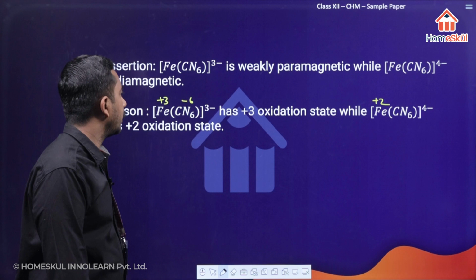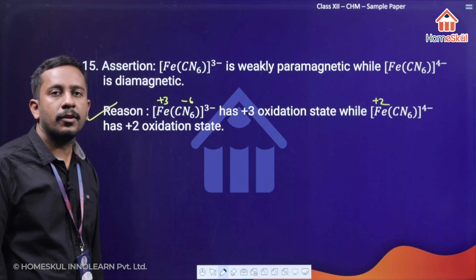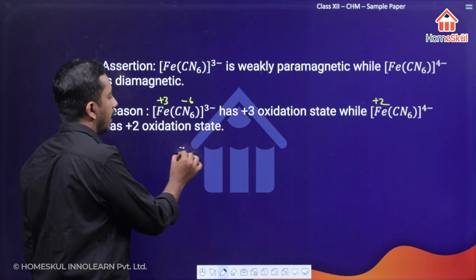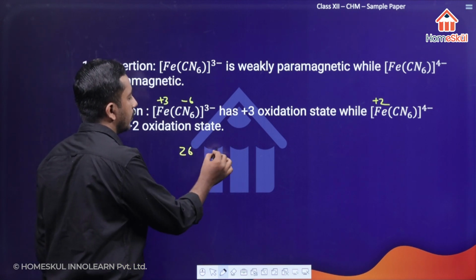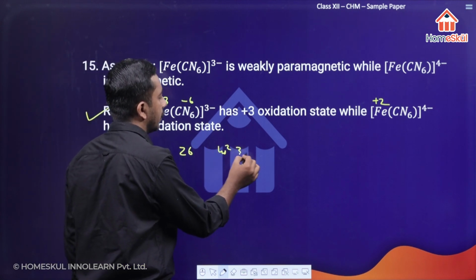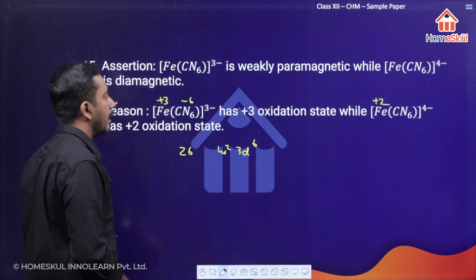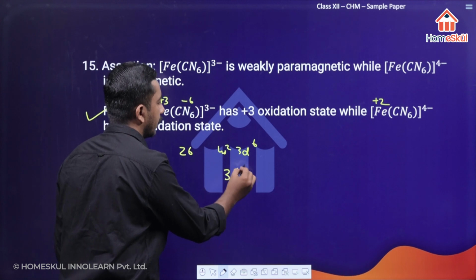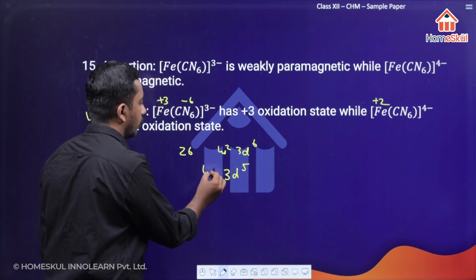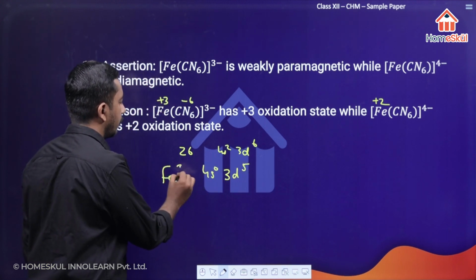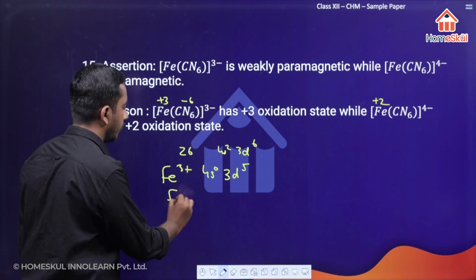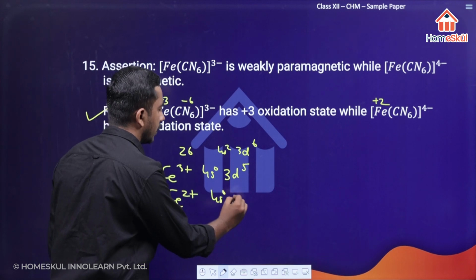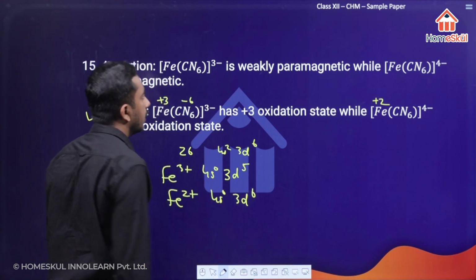Now we have to take a look at the electronic configuration of Fe3+ and Fe2+. We know that the atomic number of iron is 26, so the configuration is going to be 4s2 3d6. If you take Fe3+, the electronic configuration is going to be 4s0 3d5. And in the case of Fe2+, the electronic configuration is going to be 4s0 3d6.